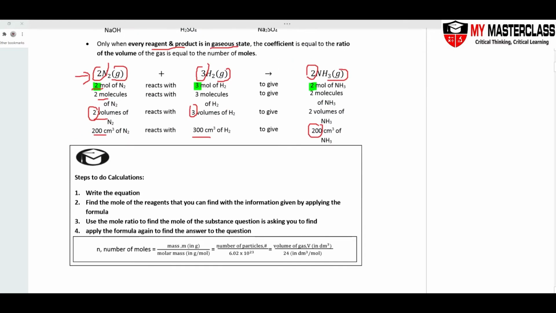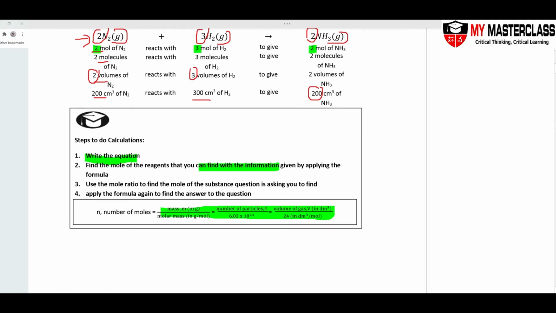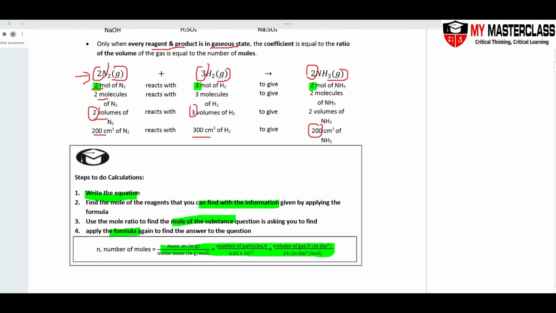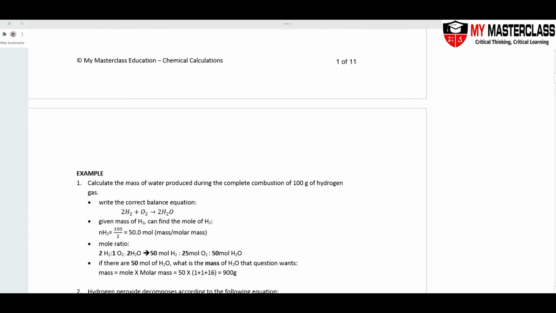Okay, steps to do mole concept calculations. Number 1, write the balanced equation. If you cannot write a balanced equation, you cannot do mole concept, so please look at the writing equations video to help you. Next, find the mole of the reagent based on the information that you are given. How do we find the mole? Apply the 3 formulas that we have learned. Then use the mole ratio to find the mole of the substance that is asked, and then apply the 3 formulas again to find the answer. This whole idea sounds a little bit vague, but let's look at individual examples.